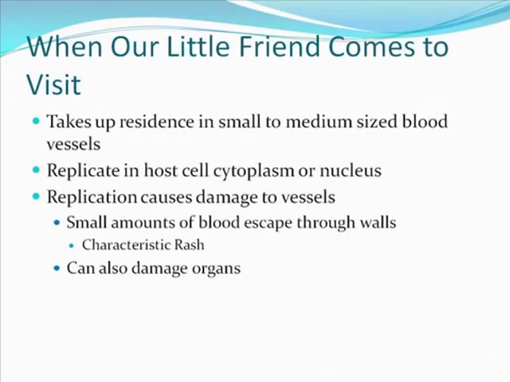As stated earlier, he prefers small to medium-sized blood vessels if he can get them. Once inside a host cell, Rick replicates inside the cytoplasm or inside the nucleus, causing cellular damage. This leads to microscopic damage to the vessels, allowing tiny amounts of blood to escape. This escaping blood leads to the characteristic rash that is common in RMSF victims. This cellular damage can also directly damage organs.